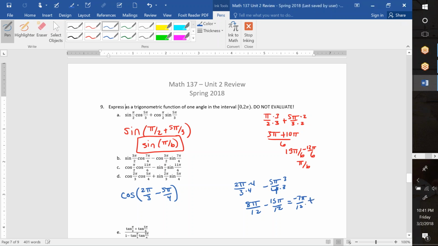So 2 pi, where the denominator of 12 is 24 pi over 12. So 24 minus 7, and it is really late, so I'm going to do that the long way. Very tired. So that's 17. So this should be cosine of 17 pi over 12.